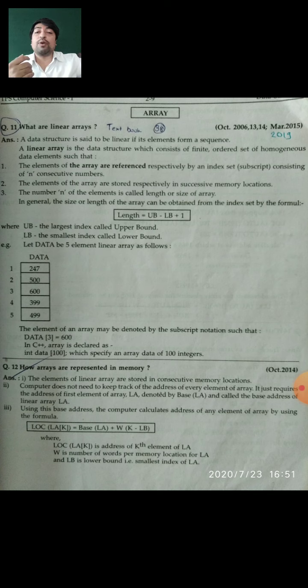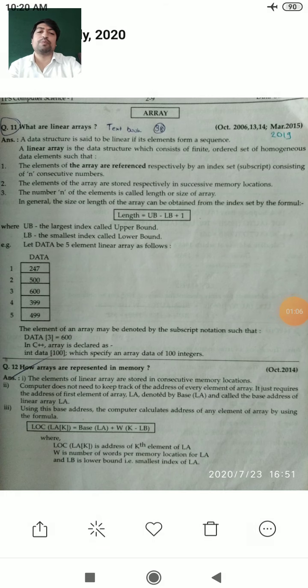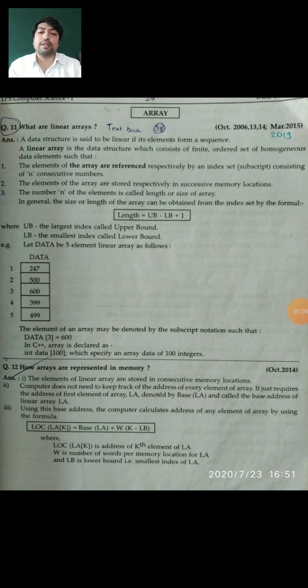So look at your textbook. I will explain in detail. For that, the first step is to read the question very carefully. The question is how arrays are represented in memory. The answer to the given question is: the elements of a linear array are stored in consecutive memory locations. This is the first definition that we already learned yesterday.